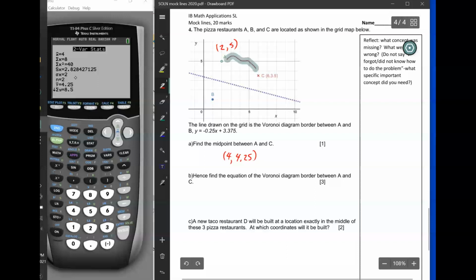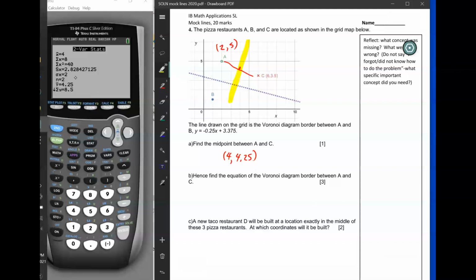Remember, once you find the midpoint between A and C, and the A and C midpoint is at 4, 4.25, it's about there. Remember that now you have everything you need to draw the Voronoi diagram border through that point, because we're all ready to find the slope of the red line, which is perpendicular to the slope of the yellow line. Okay, so let's do that.